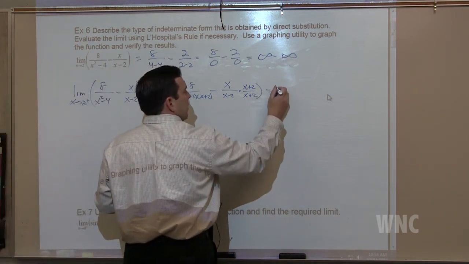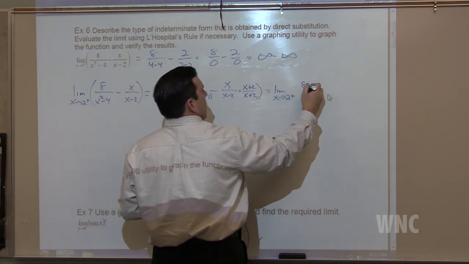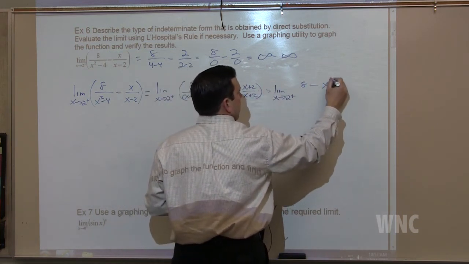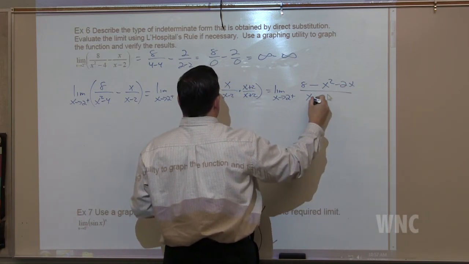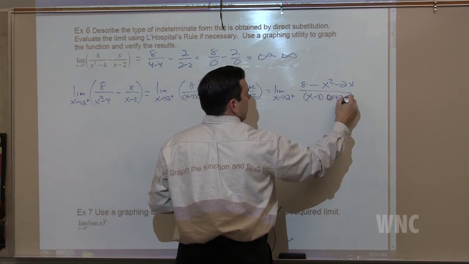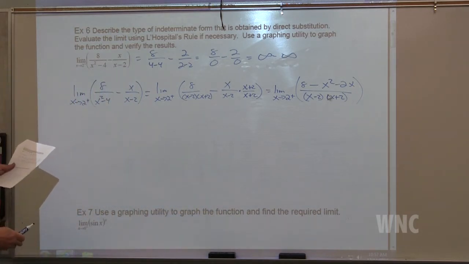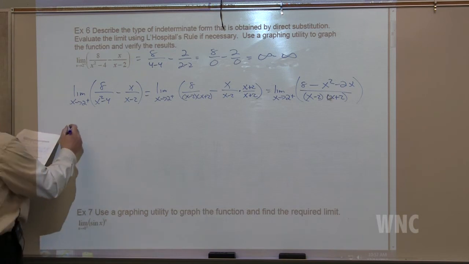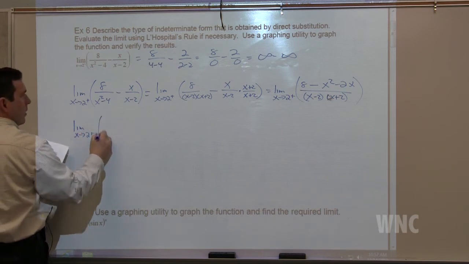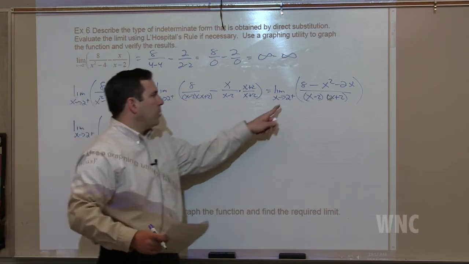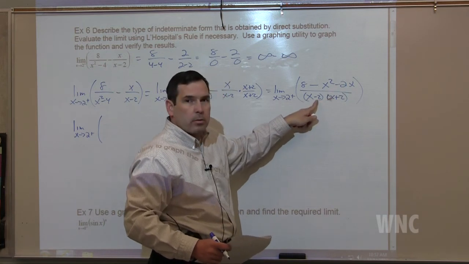And this will give us the limit as x goes to 2 from the right side of 8 minus x times x is x squared, x times 2 is 2x, over x minus 2 times x plus 2. So that's going to be the limit as x goes to 2 from the right side of what? Well, right now if I put this 2 in here, 8 minus 4 is 0. 2 minus 2 is 0. So I have 0 over 0.